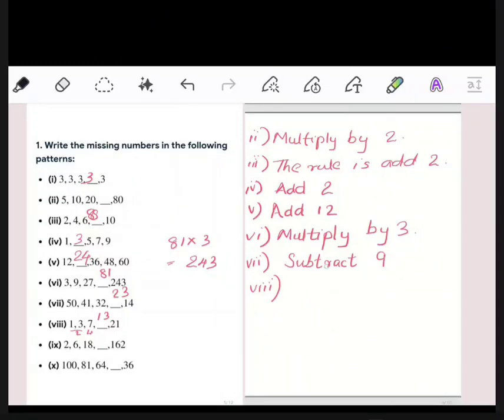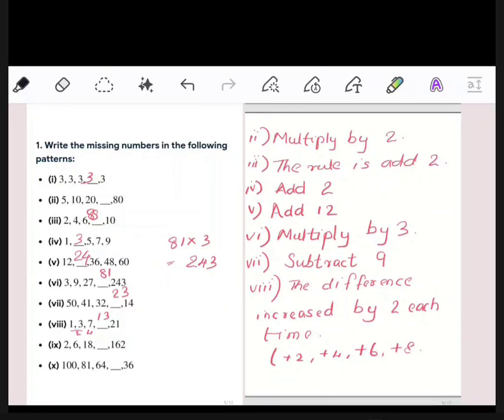The rule: the difference increases by 2 each time. The difference increases by 2 each time, that is plus 2, plus 4, plus 6, plus 8, etc. Like this the pattern is going. Okay, clear?